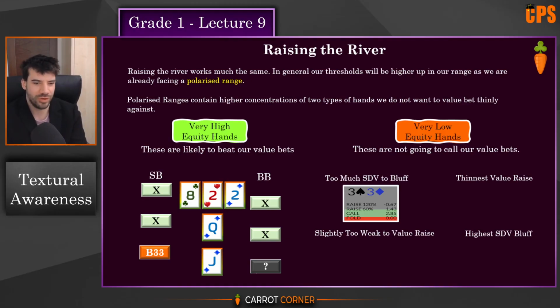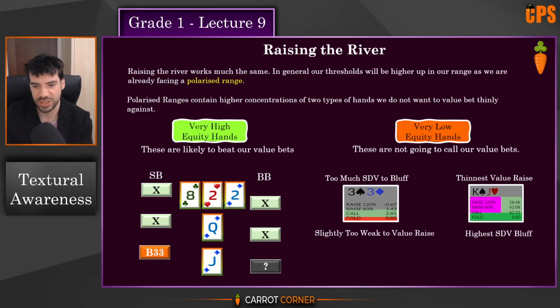Note that villain can't really have the 3 of diamonds in a bluffing combination because that would involve them having an offsuit hand containing a 3. People don't play those hands pre-flop, therefore the only 3x in his range are suited 3x, and therefore the 3 of diamonds is only a positive blocker, never a negative one, but more about that in lecture 10. The thinnest value raise for us here is actually King Jack.